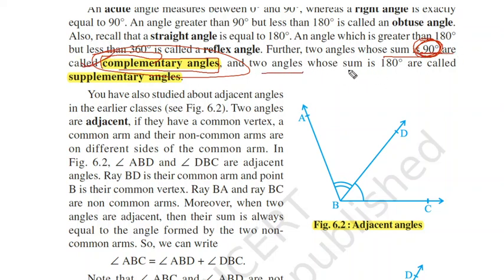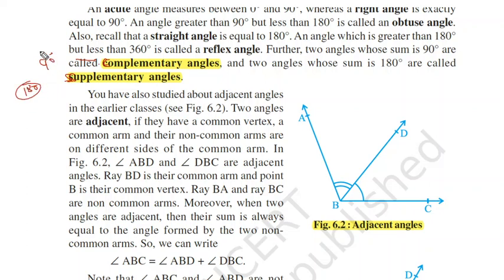Similarly, when the sum of two angles is 180 degree, it is called supplementary angle. So you can remember it easily. First comes C, then S. C is small, that's why C is 90 degree. S is large, so you can say it is 180 degree. You can remember it like this also. It will be easy for you.